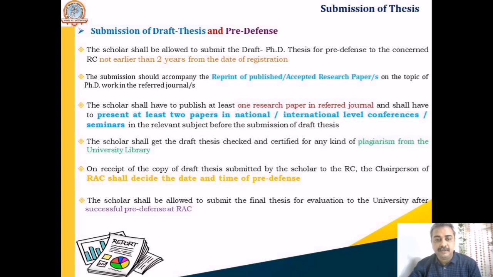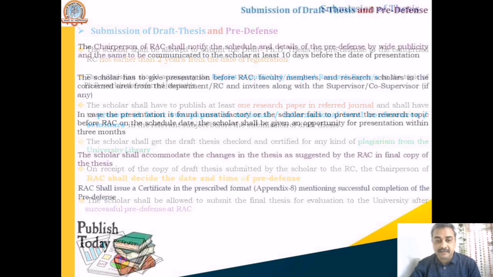For the draft thesis to be submitted, the scholar has to publish at least one research paper in a refereed journal and shall have to present at least two papers in national and international conferences or seminars. The scholar shall get the draft thesis checked and certified for any kind of plagiarism from the university library. So you have to get the certificate of plagiarism from the university library, and then you will submit the draft thesis to RAC. The scholar is allowed to submit the final thesis for evaluation to the university after the successful pre-defense at RAC.